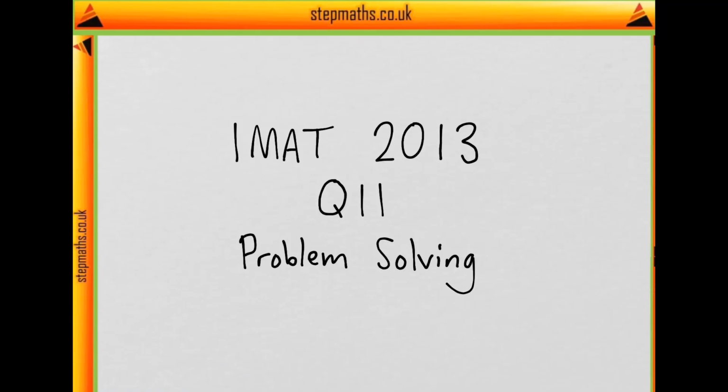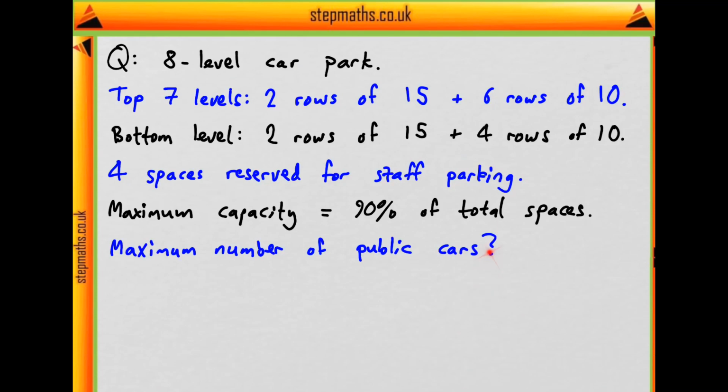This is question 11 on problem solving from the 2013 IMAT. So we're told that a multi-storey car park has 8 levels. Now in the top 7 there are 2 rows of 15 spaces and 6 rows of 10. And on the bottom level there are 2 rows of 15 and only 4 rows of 10.